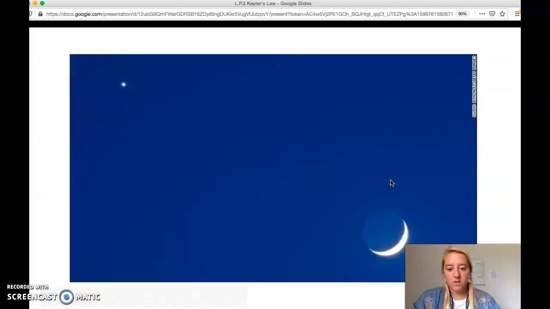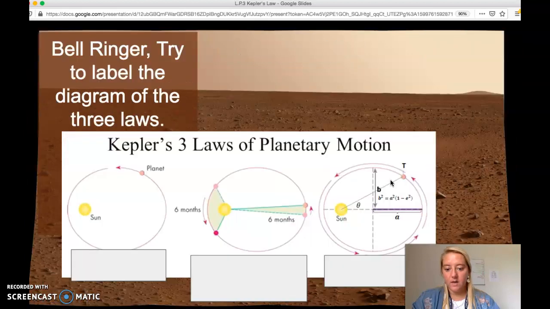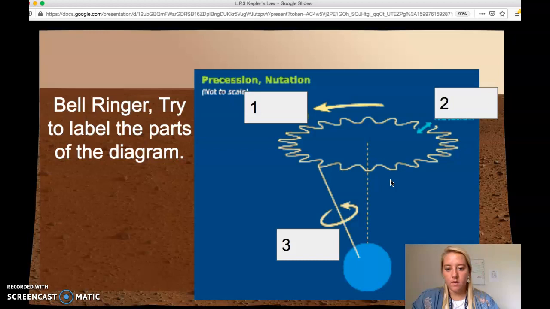First things first, we're going to turn to our bell ringers. We've done our vocab, we did that last time. We did this bell ringer, here's your next bell ringer. Try and label, if you've ever seen this diagram before. If you've not, you can just put a question mark. We'll go over the answers in a second. Try and label the three different parts of this diagram. Remember to pause the video.